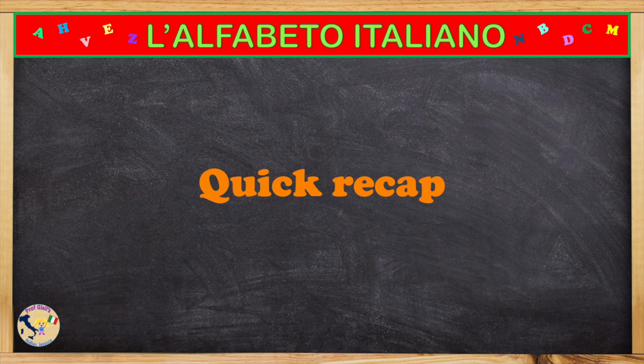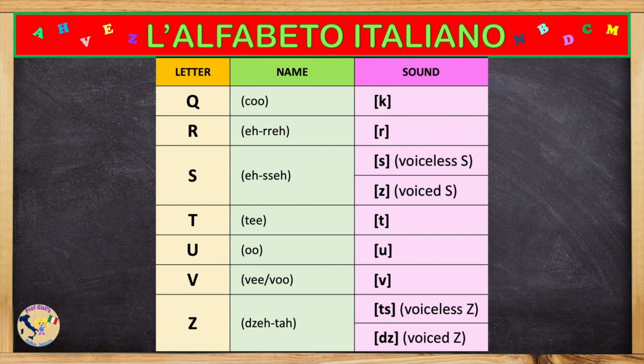Let's go over the sounds we've learned today. Q is pronounced as K. R is pronounced as R. S has two sounds, one voiceless, S, and one voiced, Z. T is pronounced as T. U is pronounced as U. V is pronounced as V. And finally, Zeta has two sounds, one voiceless, Z, and one voiced, Z.